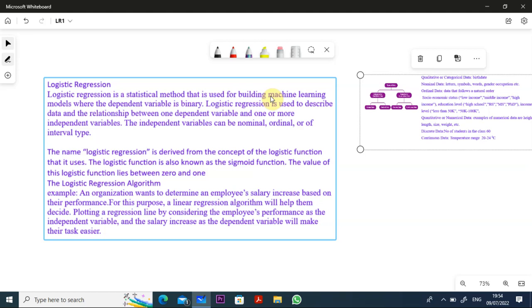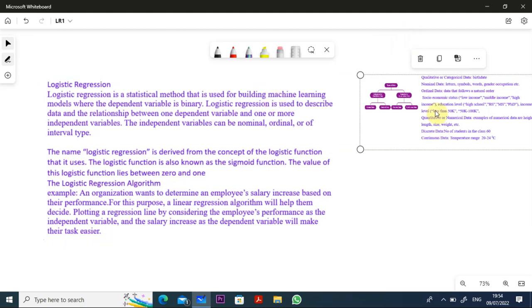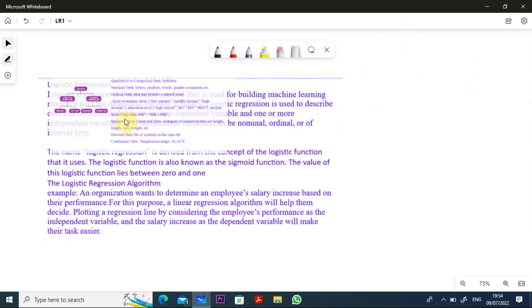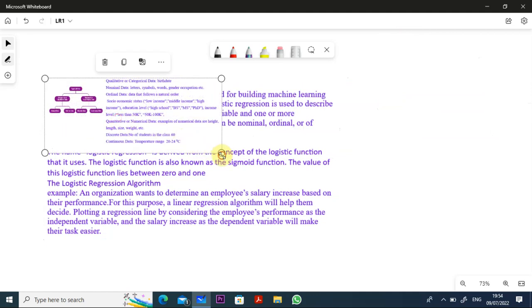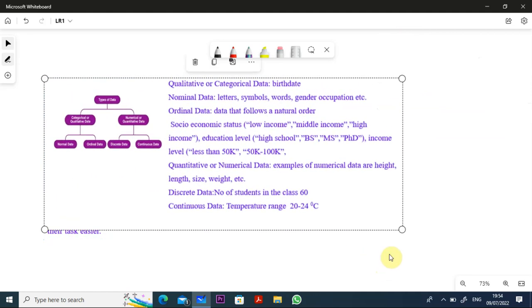That means the dependent variable on the y-axis, the one we are going to predict, is only one, and the independent variables will be at least one or more than one. The independent variable can be nominal, ordinal, or of interval type. So we have various types of data here, and I am giving a brief description, because without understanding these different types of data, it would be meaningless to tell you what is quantitative, what is qualitative, what is numerical, what is categorical.